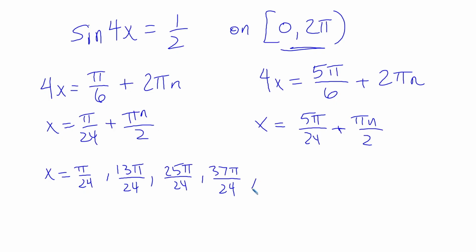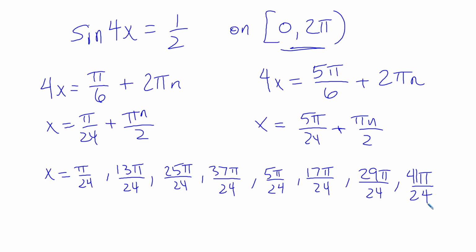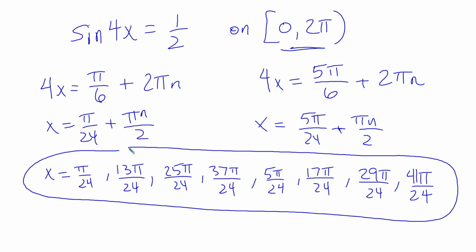And on the other side, we'll have the same things going. When n is 0, we get 5 pi over 24. And each time we're just adding half of a pi, or 12 pi over 24. So when n is 1, that's going to be 17 pi over 24. If we add another 12 pi over 24 to that, we're going to get 29 pi over 24. And once more is going to give us 41 pi over 24. And those should be the 8 locations at which the tangent line to our original function was horizontal on the interval from 0 to 2 pi.